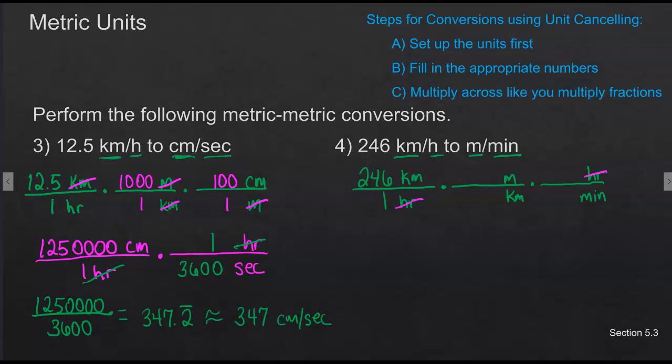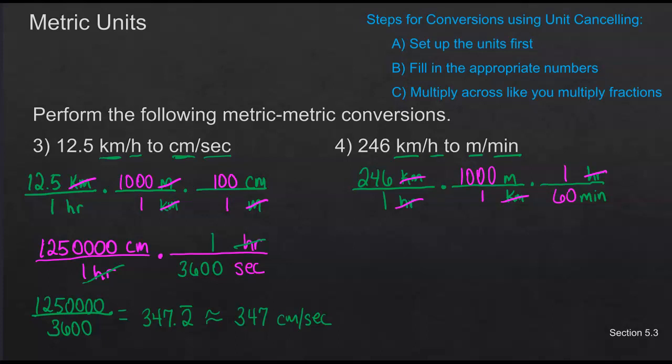So I get to cancel out my hours. I get to cancel out kilometers. There are 1,000 meters in 1 kilometer and 60 minutes in 1 hour. Remember, my conversion factors always have to equal 1. So 1,000 meters is equal to 1 kilometer, so you can see that it does equal 1. 1 hour is 60 minutes, so that equals 1. And that is an important part of this.